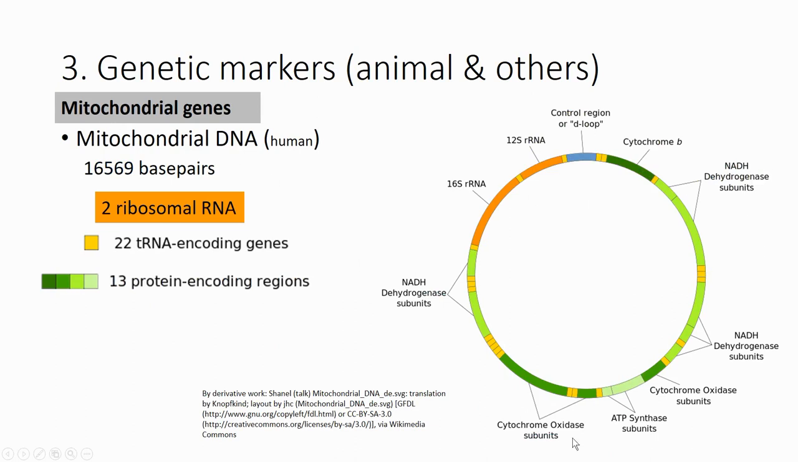So this is the human mitochondria genome. In this genome, there are two ribosomal RNAs, which we have seen just now, 16S and 12S, 22 tRNA genes and 13 protein-encoding regions. Each of these regions can be selected and included in the molecular study, the phylogenetic study, and it really depends on the objective and the scope of your study. Then you can select which gene you want to study as a marker.